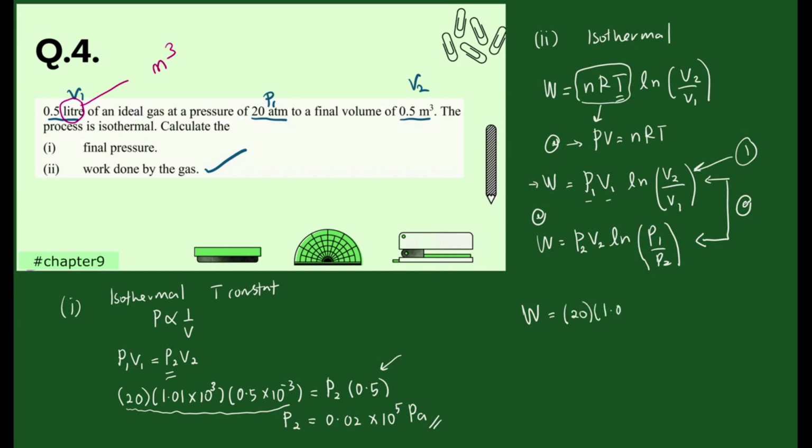This time it is compulsory to convert into SI units. Your pressure must be in SI units, because your work done later you will get in joules. V1 is 0.5 times 10 to negative 3, ln V2 is 0.5 times 10 to minus 3. Then your final value you're supposed to get 6.977 times 10 to 3 joule.